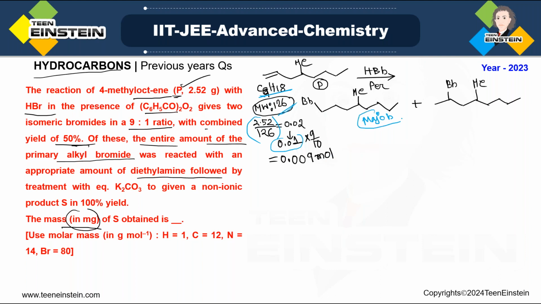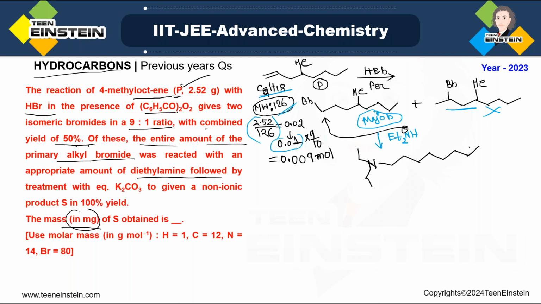Now if it is 0.009, the next reaction is of the entire amount of primary alkyl bromide. Now this major one is actually the primary alkyl bromide. This is not a primary alkyl bromide, so we will not consider it. It is treated with an appropriate amount of diethylamine, that is Et2NH. So when you are treating it with Et2NH, the product that you get has 2 ethyl groups.